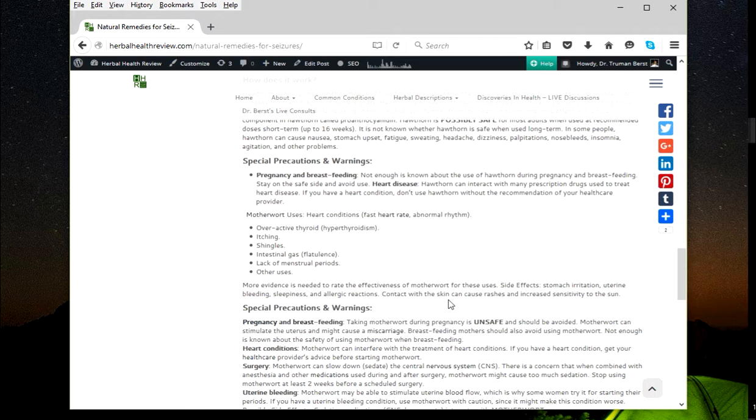But for these uses, side effects of motherwort could be stomach irritation, uterine bleeding, sleeplessness, and allergic reactions. Contact with the skin and motherwort can cause rashes and increased sensitivity to the sun. So these are things that we all have to be aware of.